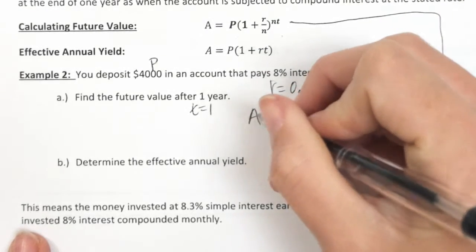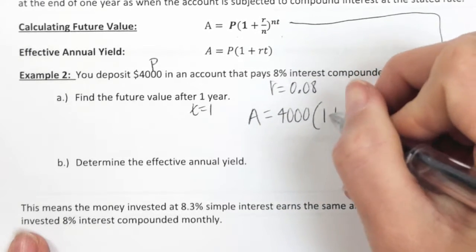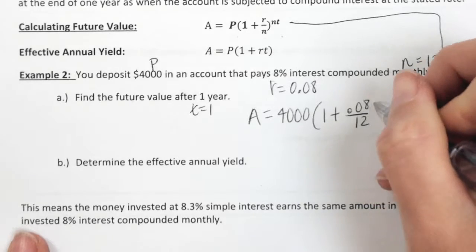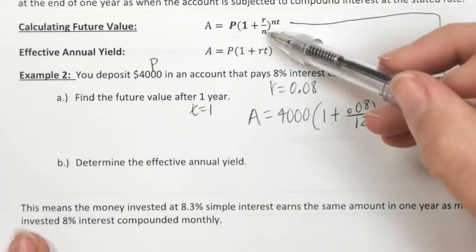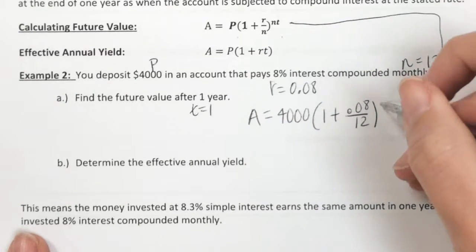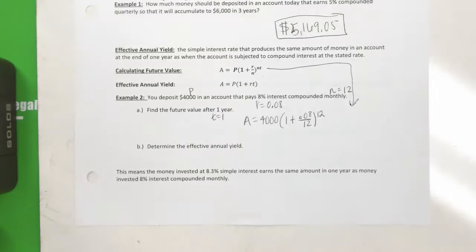So let's go ahead and use this formula to find the future value. So we'll have A equals 4,000 instead of P, 1 plus 0.08, that's our rate, divided by 12, because that's our N. And then N times T, well, our T is actually 1 here, so N times T in this case would just be 12. And I'll show you the best way to type this in on your calculator. So let me zoom out.